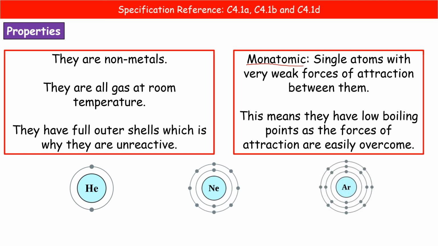Now, because they've got that full outer shell of electrons, they don't go around as a pair or anything. They literally go around as that lone little entity, the monatomic molecule. Now, each of those single atoms has very weak forces of attraction between them. Therefore, low boiling points, and they are gases at room temperature.